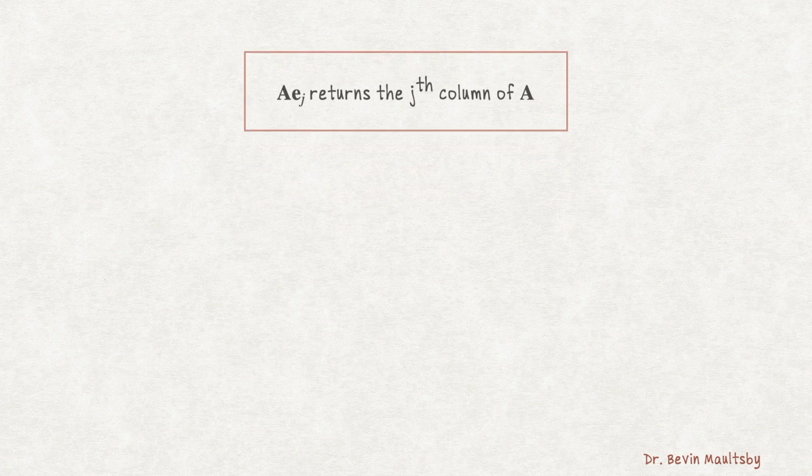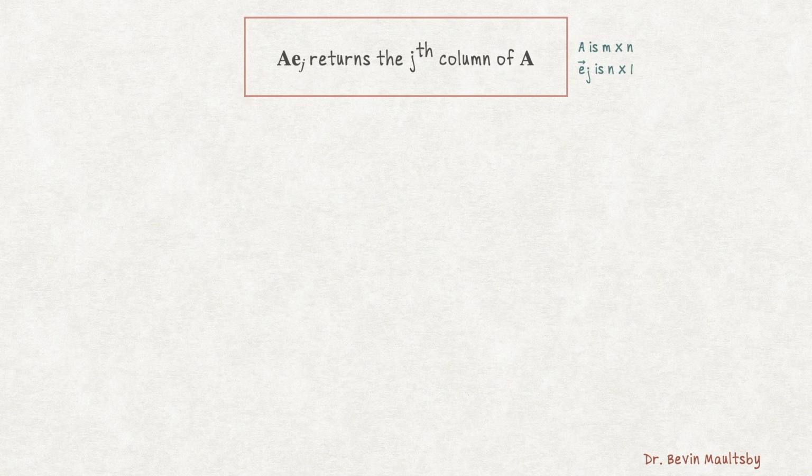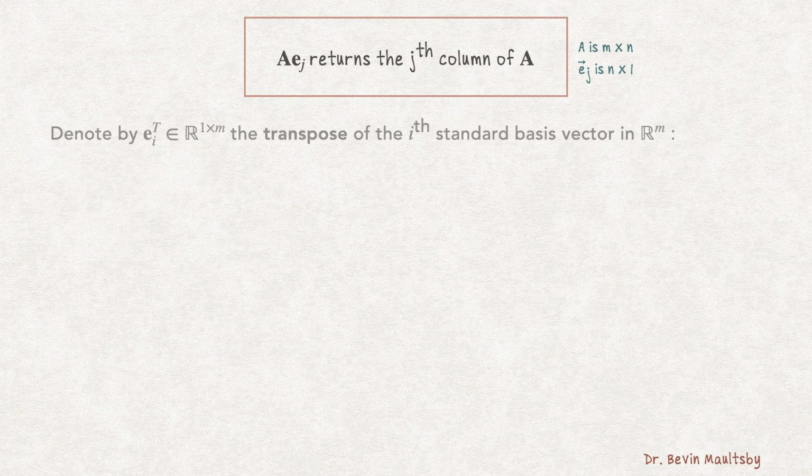To extract the rows from a matrix, we will actually use this knowledge about extracting columns from a matrix. So dimensionally here, the matrix A is m by n, and in this boxed expression, the standard basis vector E sub j must be n by 1 in order for this matrix product to be defined. However, now what we're going to do is multiply A from the left.